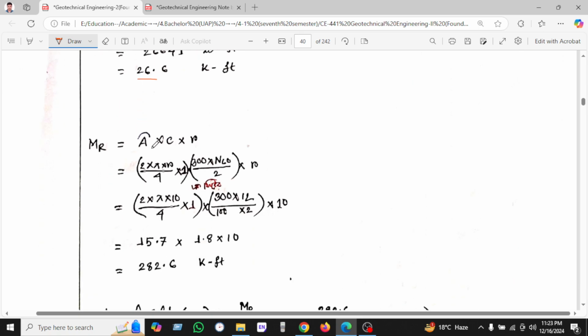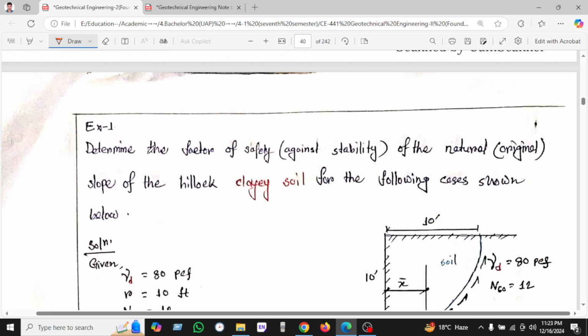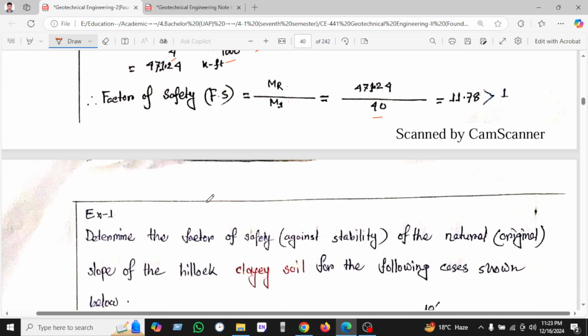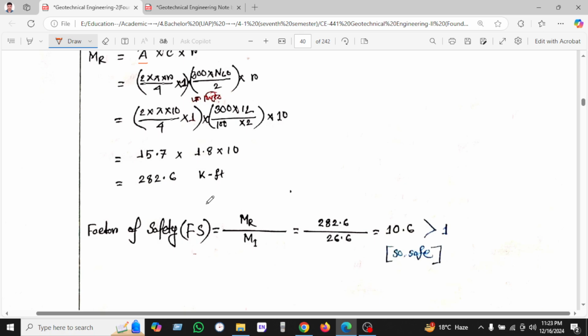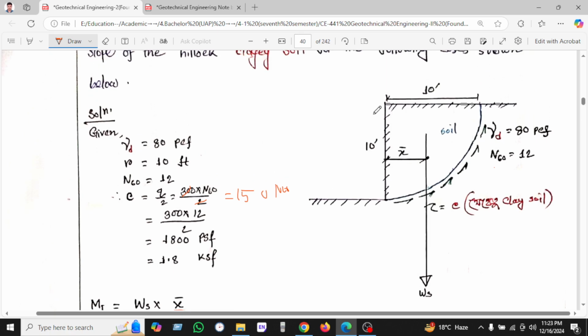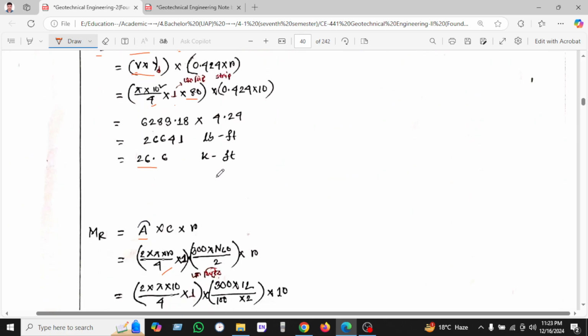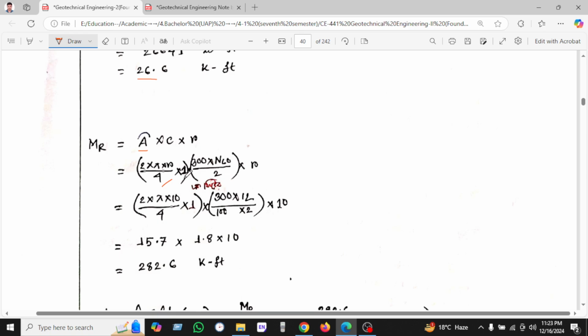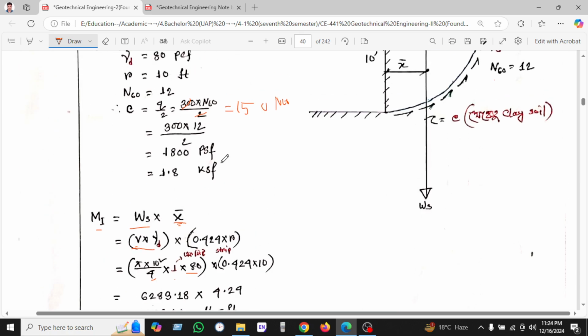And resisting moment, we know, is the perimeter of the slope zone. The perimeter of the slope zone is 2 pi r. This is the main formula, 2 pi r, and we divide it by 4 because this is a quarter circle, and one is a strip, and C we already know here.